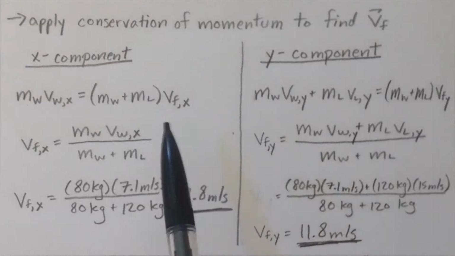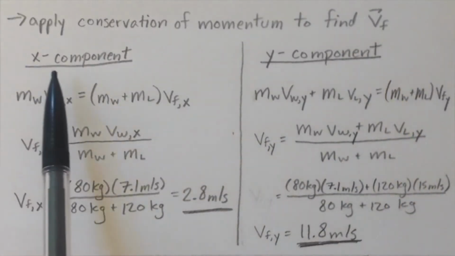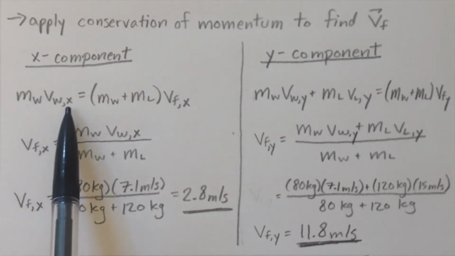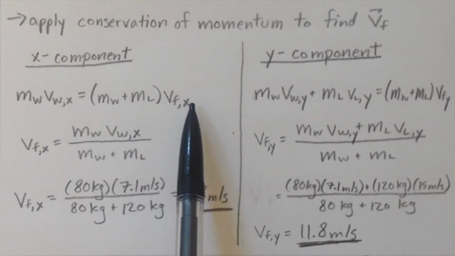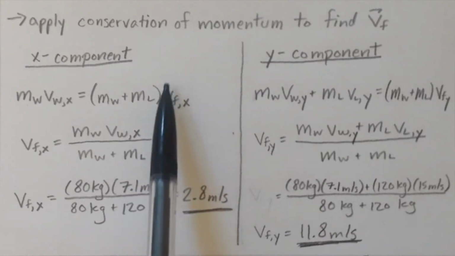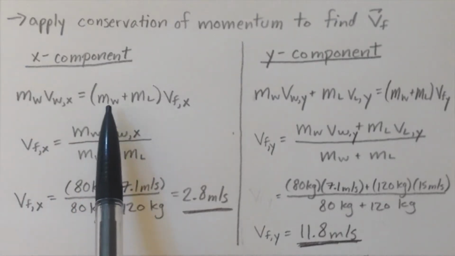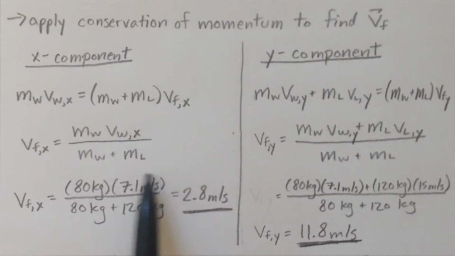Now we'll apply conservation of momentum to find the components of the velocity of the entangled warthog and lion. For the x component, we have on the left-hand side the x component of the initial momentum, and on the right-hand side we have the x component of the final momentum of the entangled warthog and lion. We want to solve for this x component of Vf, and we do so by dividing both sides by the mass of the warthog plus the mass of the lion. We substitute in the values using what we found in part A to find that the x component of the velocity of the entangled warthog and lion is 2.8 meters per second.